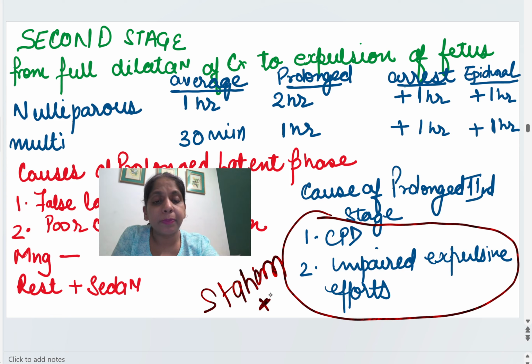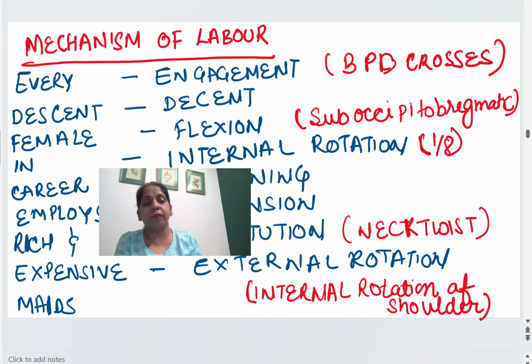If the station is +2, then we will manage it by forceps or vacuum, and if it is above +2, then we will do cesarean. Okay. Now what is the mechanism? What all movements occur in labor?